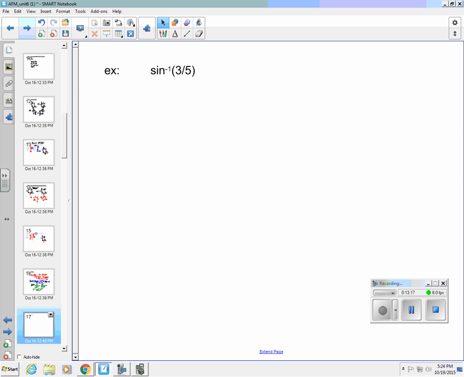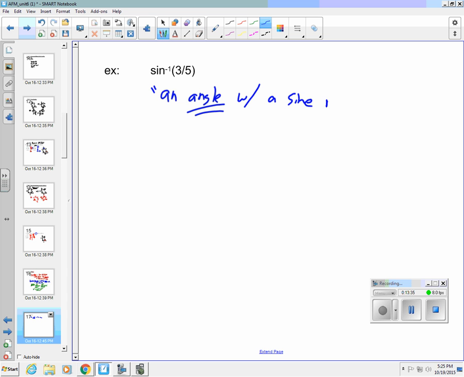So here's an example, sine inverse 3 over 5. Right, so what this actually means is an angle, right, inverse trig ratios always represent angles. That's an angle with a sine ratio of 3 over 5. Right, so that's what that means in words. You can also draw a picture to represent this.